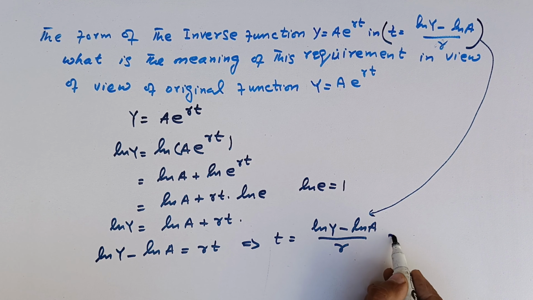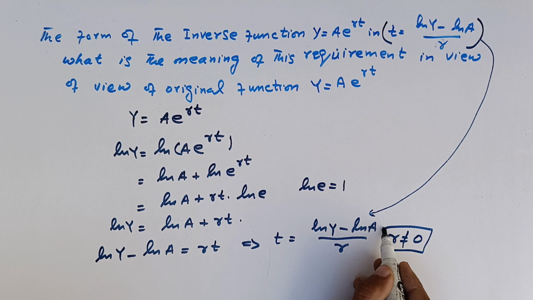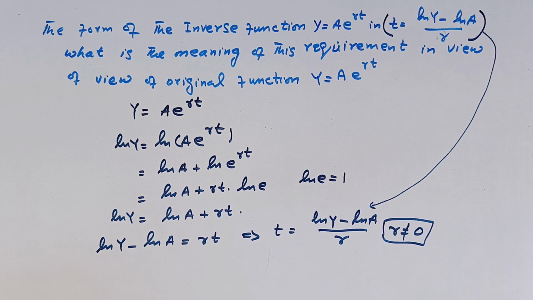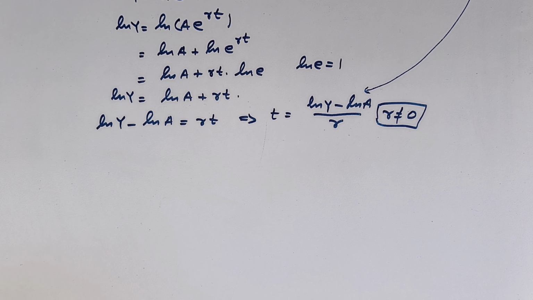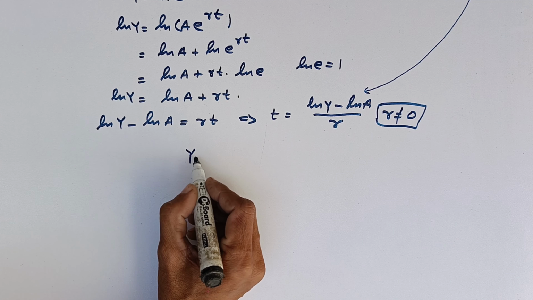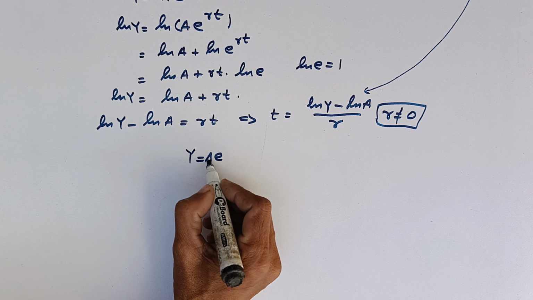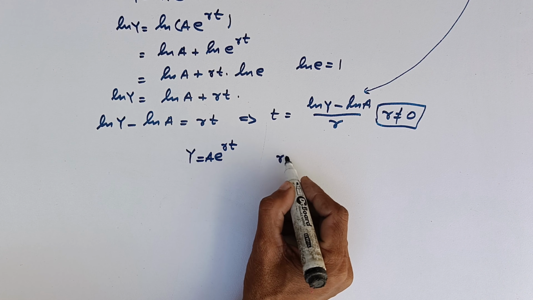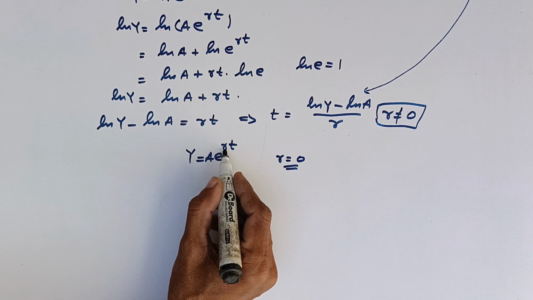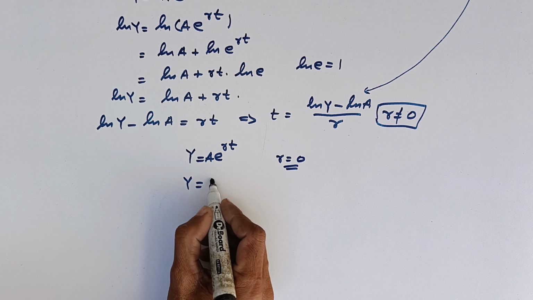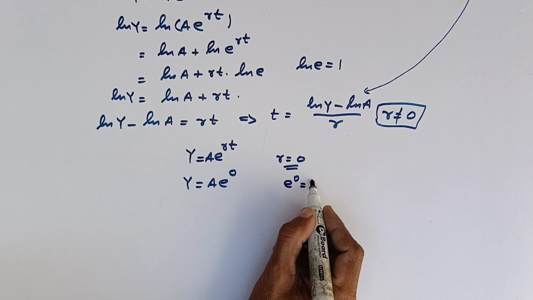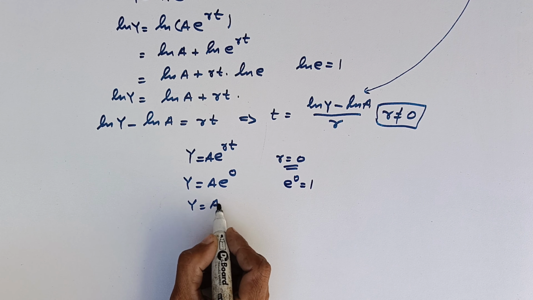And here r is not equal to 0. This is a must condition. Now he asked about the original function, that is y equal to a e^(rt). If I put r equal to 0, then that is a e^0, and e^0 is equal to 1. So y equal to a.